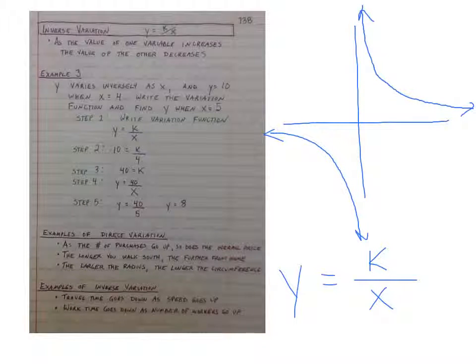Finally, examples of inverse variation. Travel time goes down as speed goes up. So the faster you drive your car, the less time it will take you to get to your destination, barring any pullovers. And finally, another example of inverse variation, the work time goes down as the number of workers goes up. So if one person were building a house, it would take a very long time, but if 20 people were building the house, then it could be done much faster.